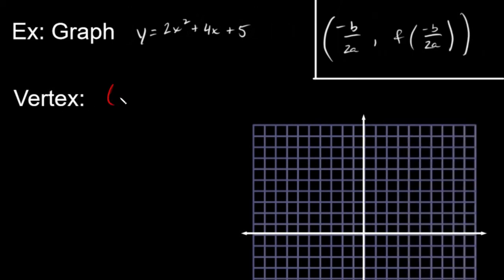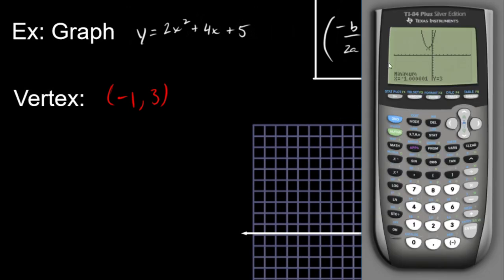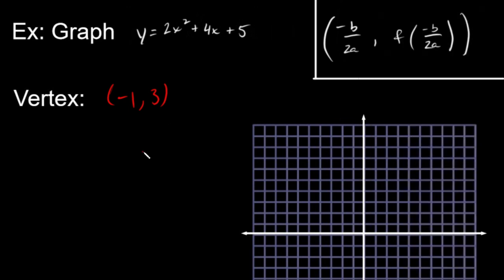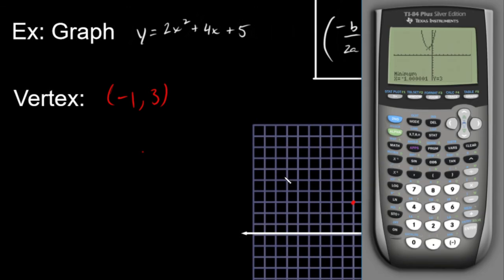It is negative 1, 3. So that's your vertex. Negative 1, 3. And now you can put that on your sketch, negative 1, 3. And then you can sketch accordingly. If you want an accurate sketch, there's a way to do that. Look at the table. If you're wanting an accurate sketch, check this out.